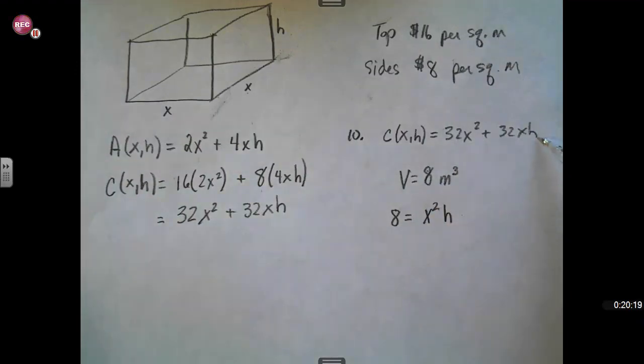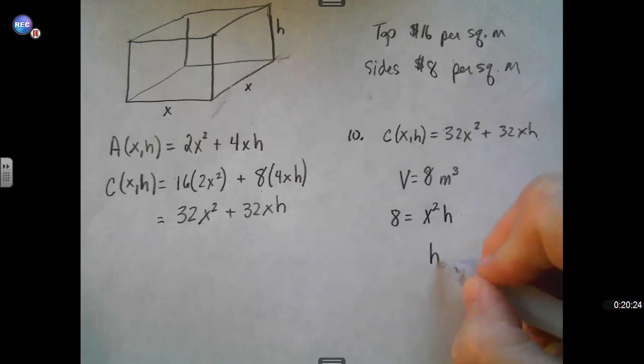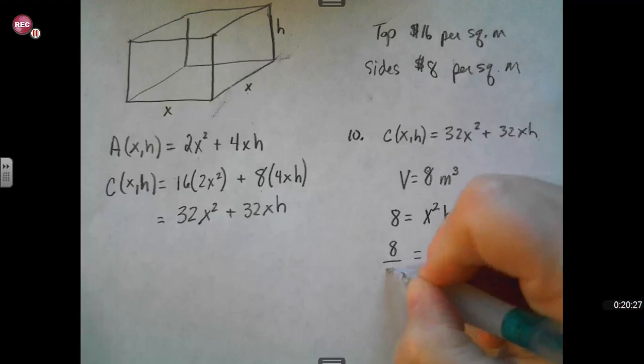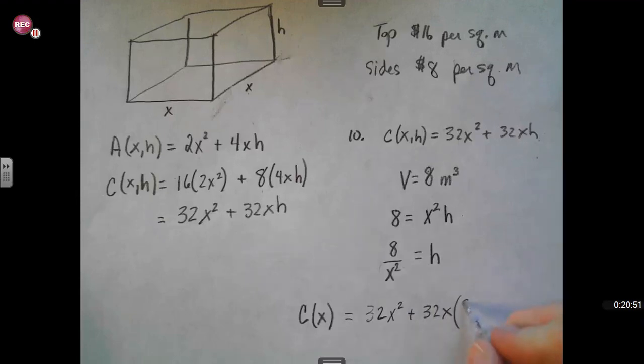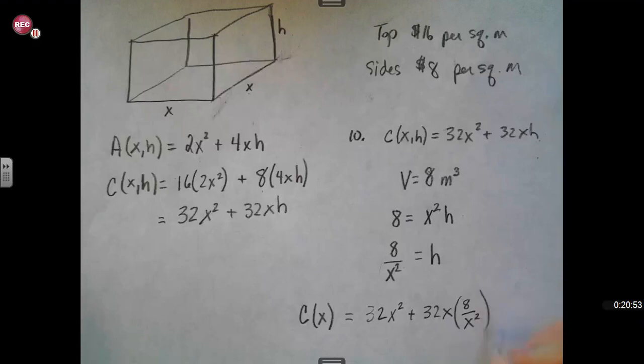And if I want to get the h out of here, because I want to write this as a function of x alone, then h equals 8 over x squared. So now I take that and plug it into my cost equation for h. That's going to give me the cost in terms of x equals 32x squared plus 32x times h, which is 8 over x squared.